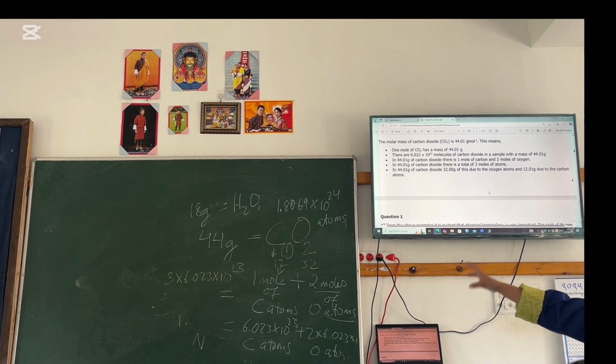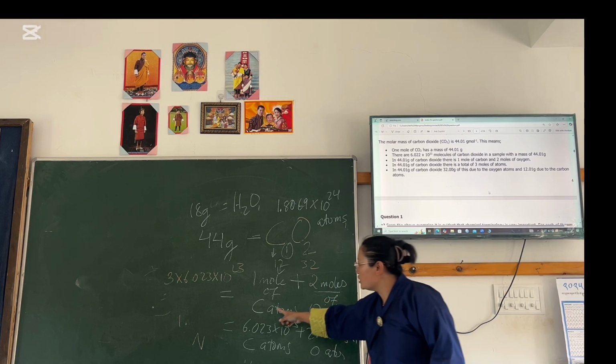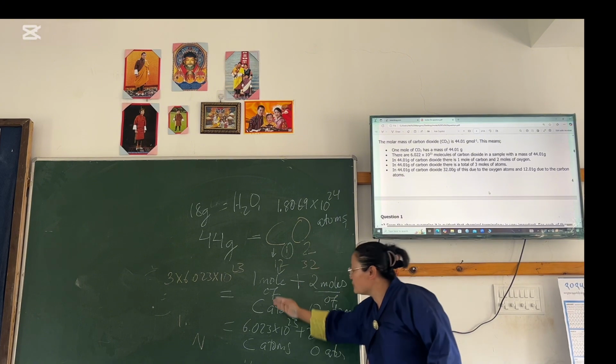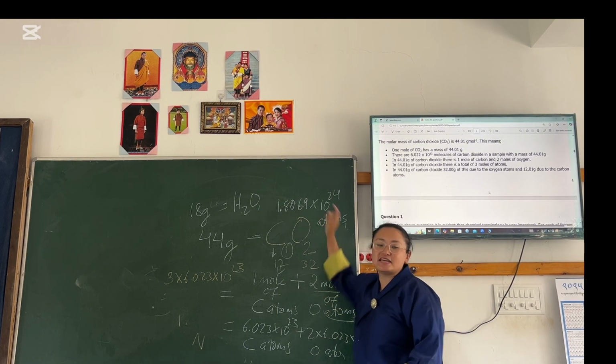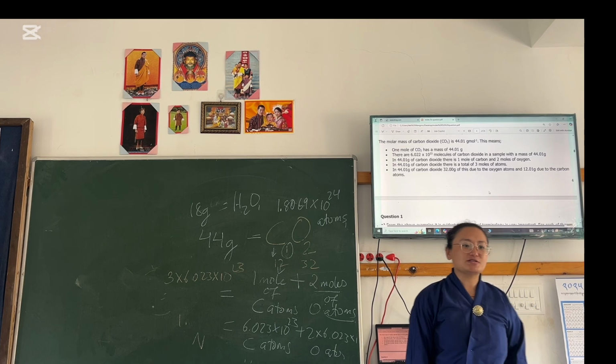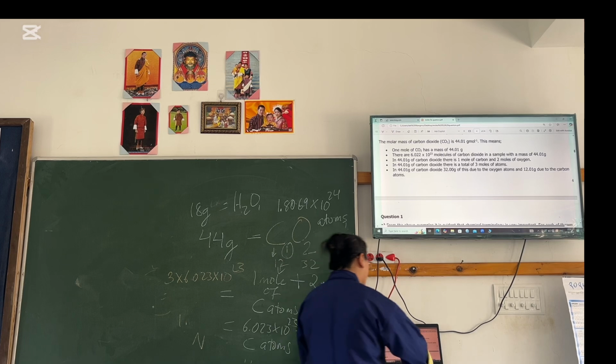So do we get the same answer? Because there are a total of 3 moles of particles there, right? So 1 mole is because of carbon atoms, 2 moles because of oxygen. If you check these particles, you will get the same answer: 3 moles, 3 into Avogadro's number. Did you get it now? Now we will come back to that question.